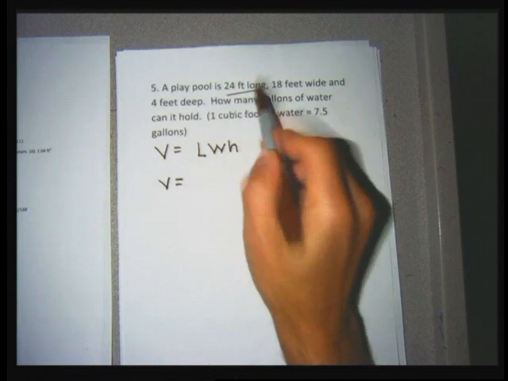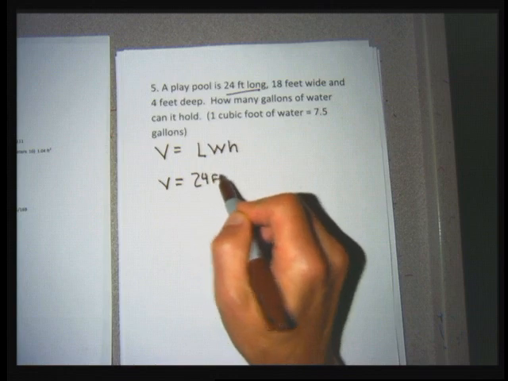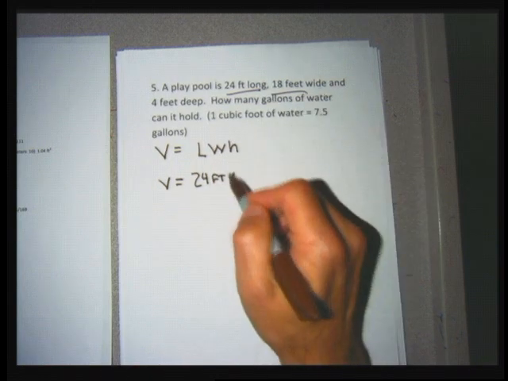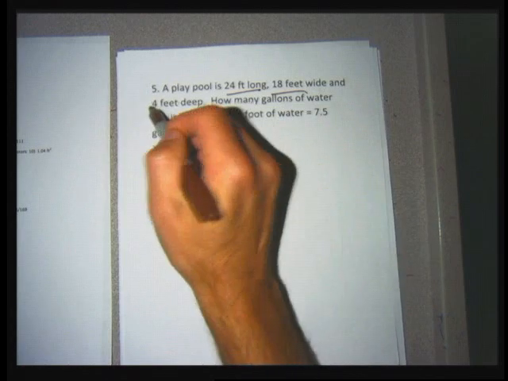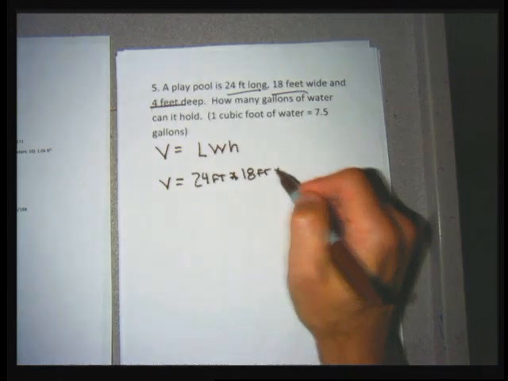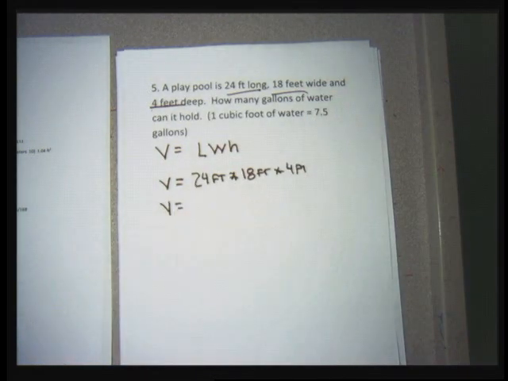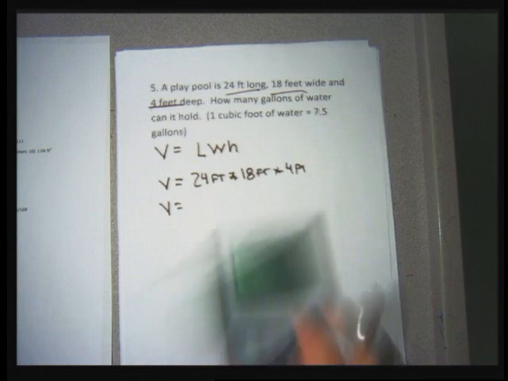That's 24. It tells me it's the length. And I'm going to put feet down. And then 18, it tells me it's the width. And again, I'm going to put feet down. And 4 is the depth. I'm going to guess that's the height of the pool. So the volume of this pool, when I multiply 24 times 18 times 4, I get 1,728 cubic feet.